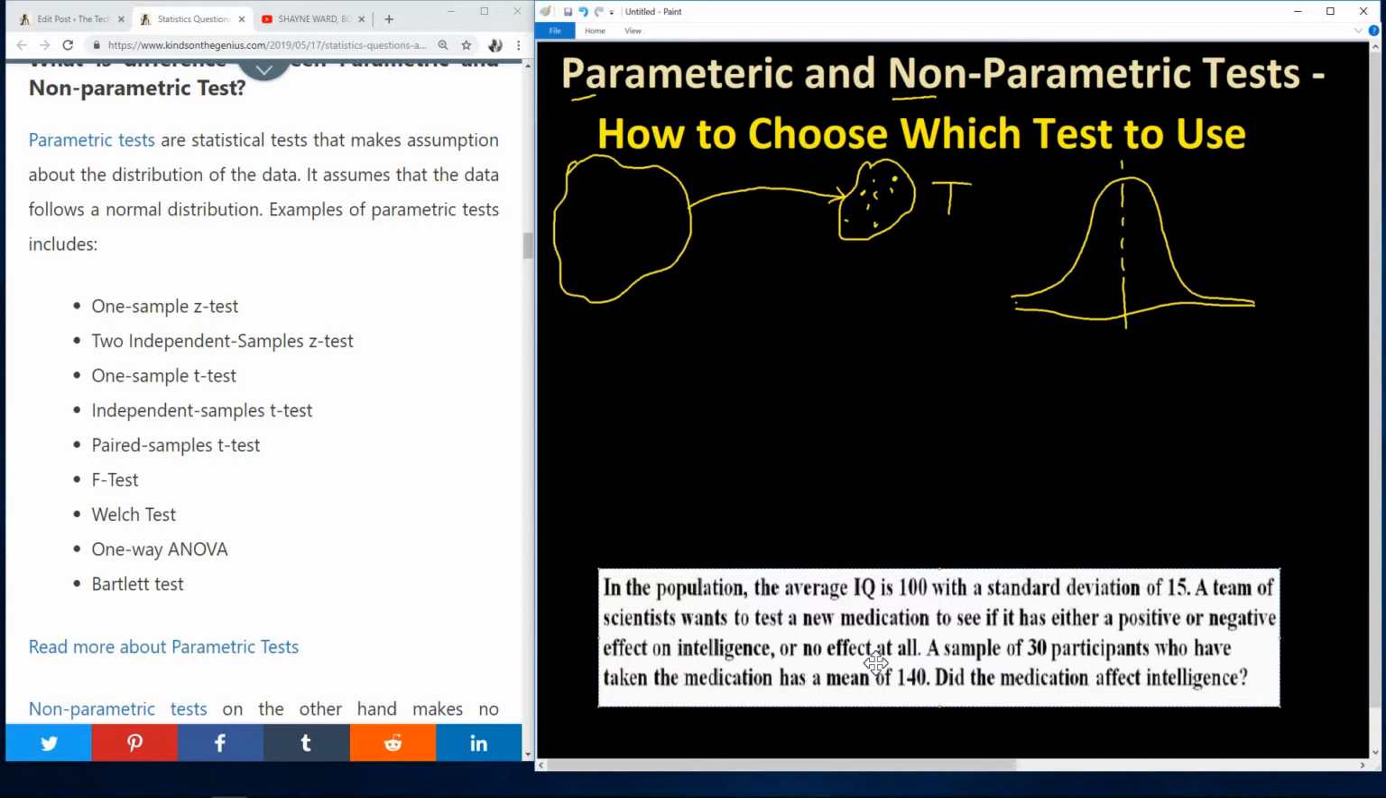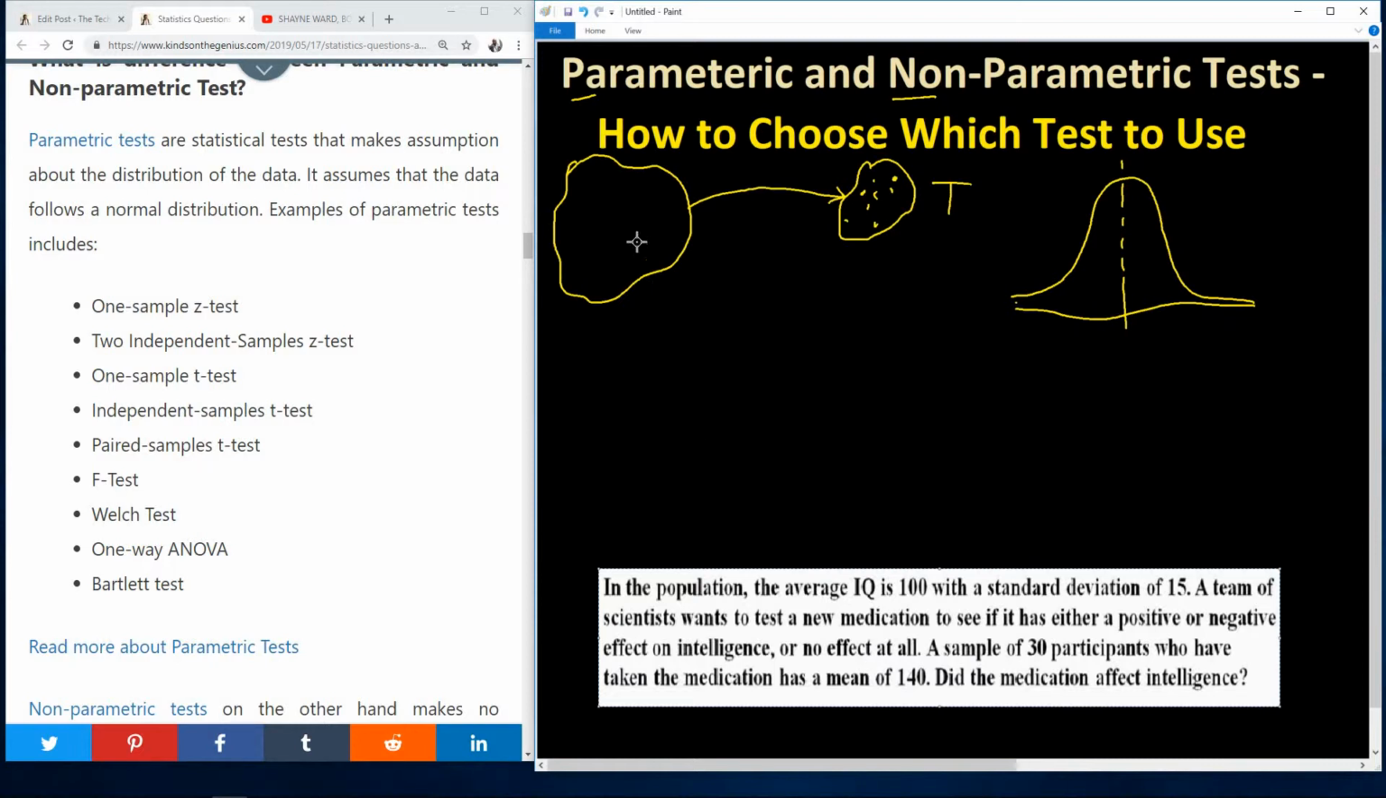This is a very intuitive and natural problem that you may encounter in a real life scenario. It says in a population, the average IQ is 100 with a standard deviation of 15. A team of scientists want to test a new medication to see if it has either a positive or negative effect on intelligence, or no effect at all. A sample of 30 participants who have taken the medication has a mean of 140. Did the medication affect intelligence?